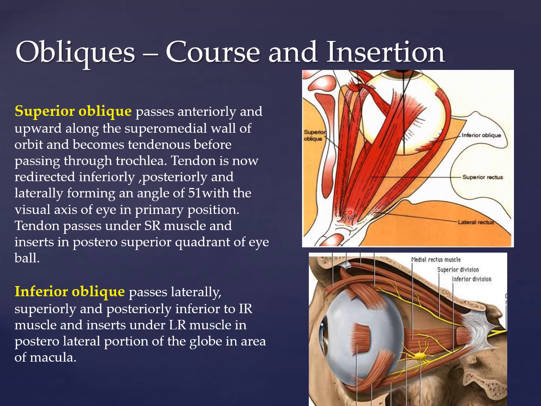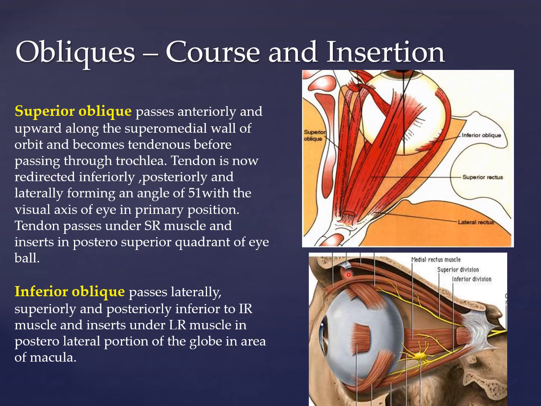Superior oblique originates from the orbital apex above the annulus of Zinn. It passes anteriorly upward along the superior medial wall of the orbit, and the muscle sheet becomes a tendon, and it passes through a cartilaginous pulley called trochlea. This is trochlea. In this picture, this is trochlea.